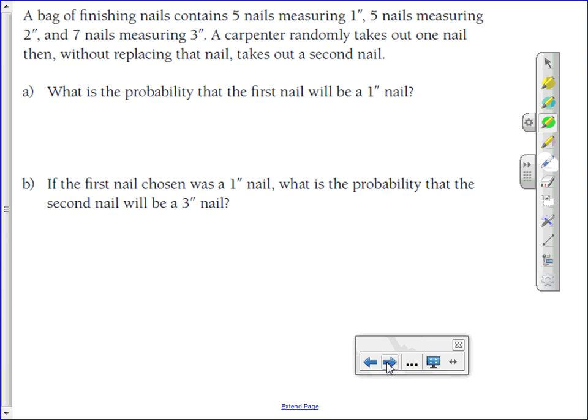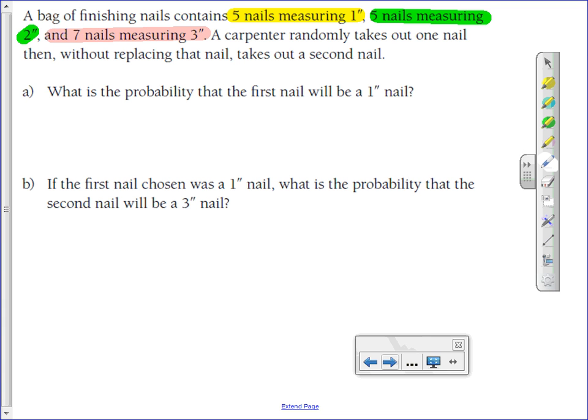A different question. This is a bag that's full of nails. Some are 1 inch, 5 of them are 2 inches, and 7 of them are 3-inch nails. And a carpenter randomly takes out 1 nail and then takes out a second nail. What is the probability that the first nail will be a 1-inch nail?